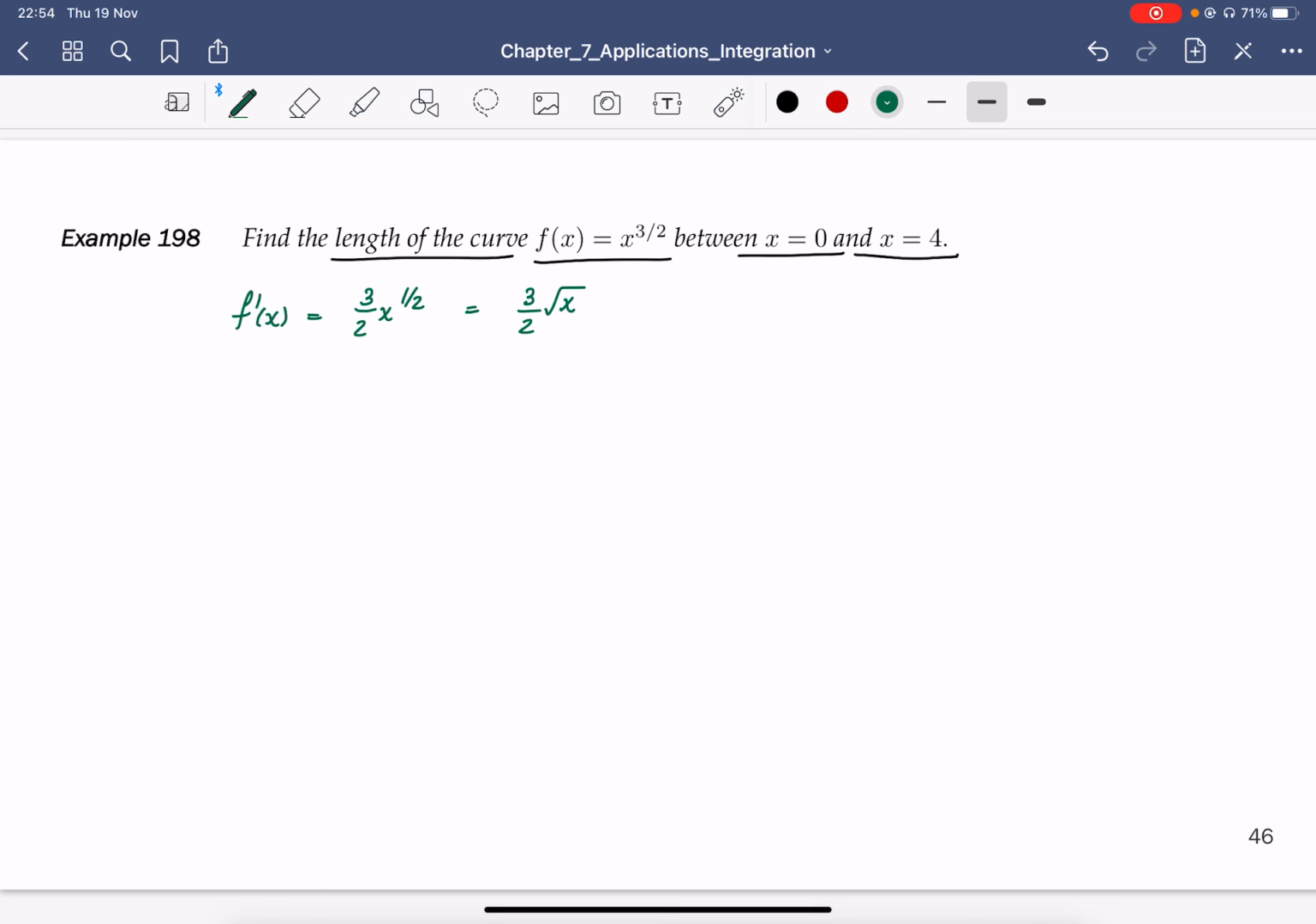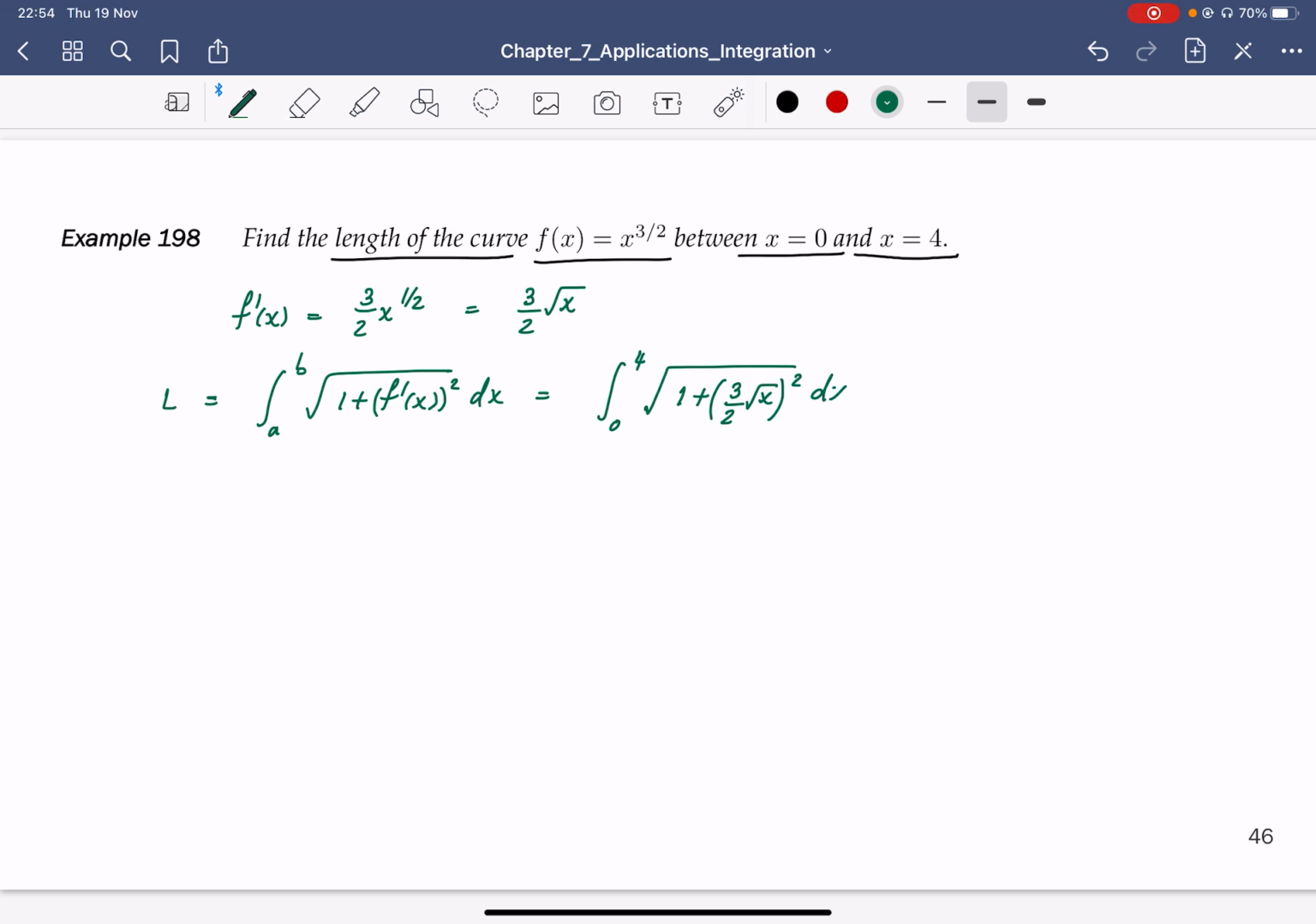Now we can compute L, which is the integral from a to b of the square root of 1 plus f prime of x squared dx. Very easy, right? Now you integrate from 0 to 4 the square root of 1 plus f prime of x, which is 3/2 square root of x, and then you square it, dx. So now you have the integral from 0 to 4 of the square root of 1 plus 9/4 x dx.